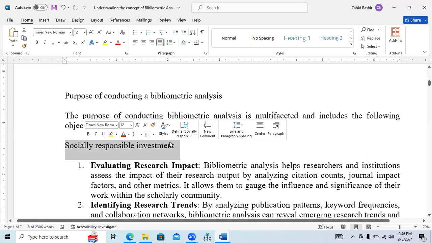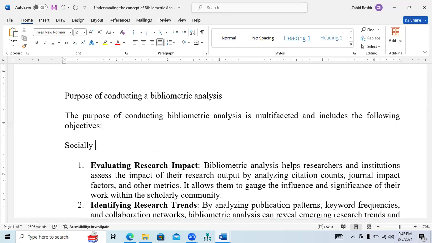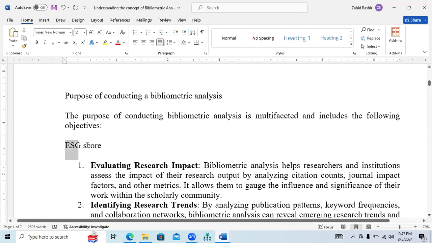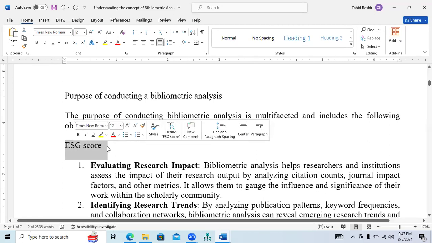So whatever field I have selected for my research, I need to check its impact. Let's suppose I would like to do research on ESG score. I would like to know whether the ESG score area has potential. I need to conduct the bibliometric analysis and it will indicate whether this area is worthwhile or not. So I need to understand this area using bibliometric analysis.